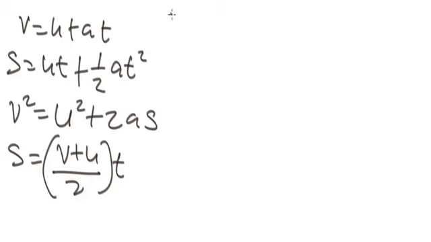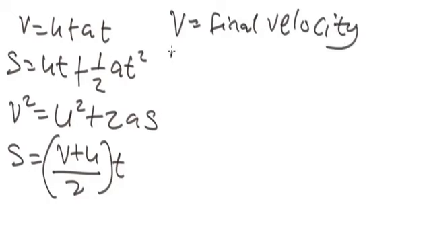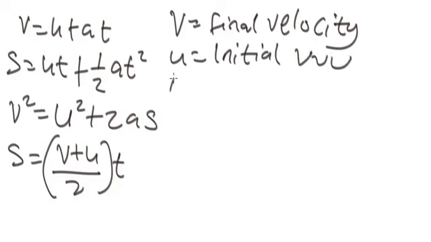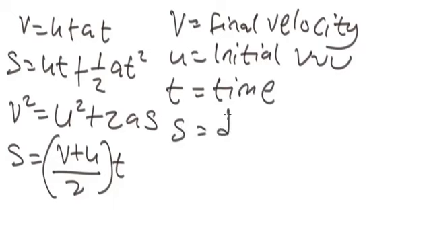Let me write it here for you. Our v is final velocity. Alright, our u is initial velocity. Then we have the t is time, the x is distance.